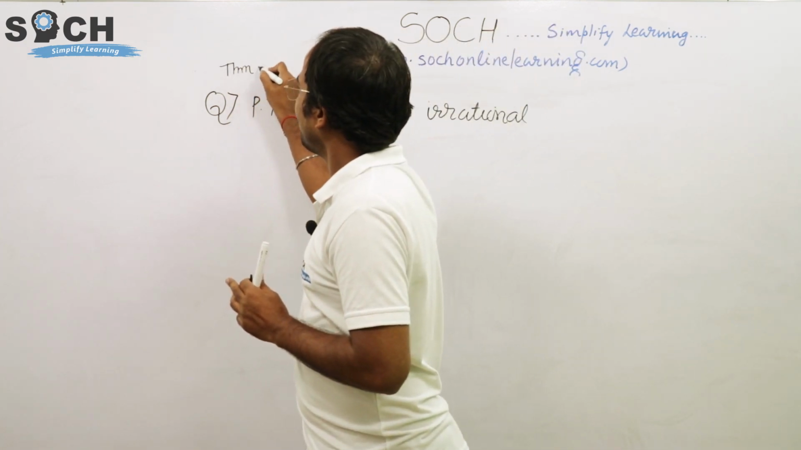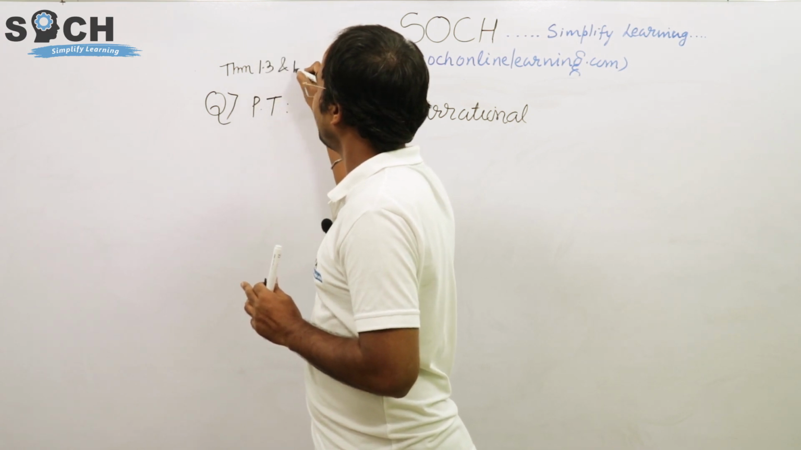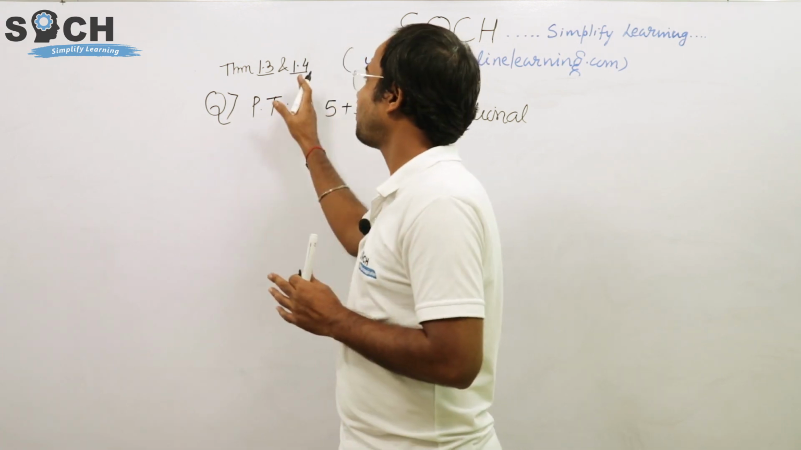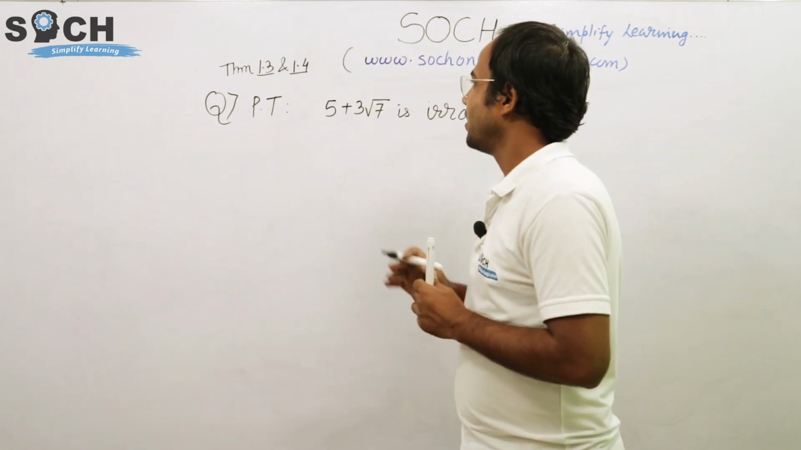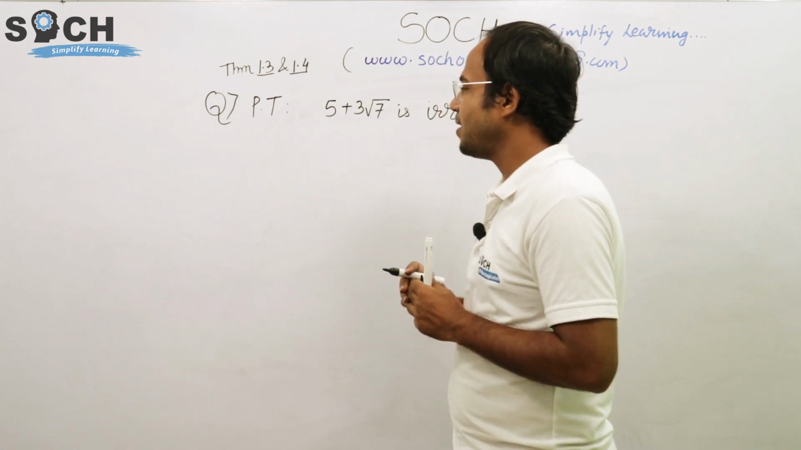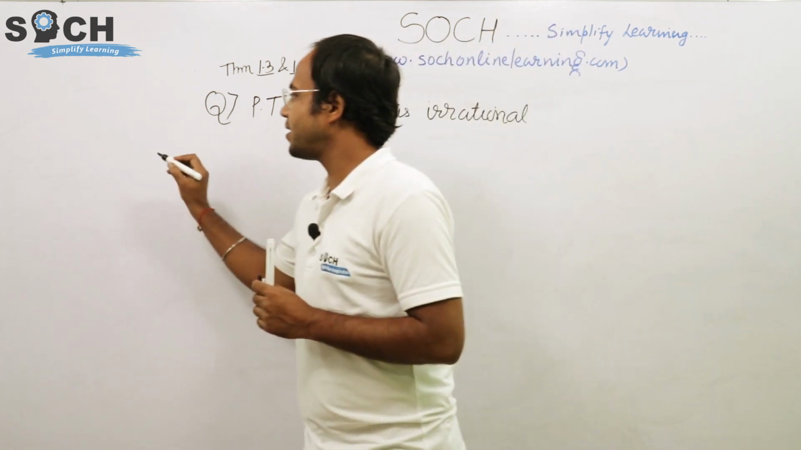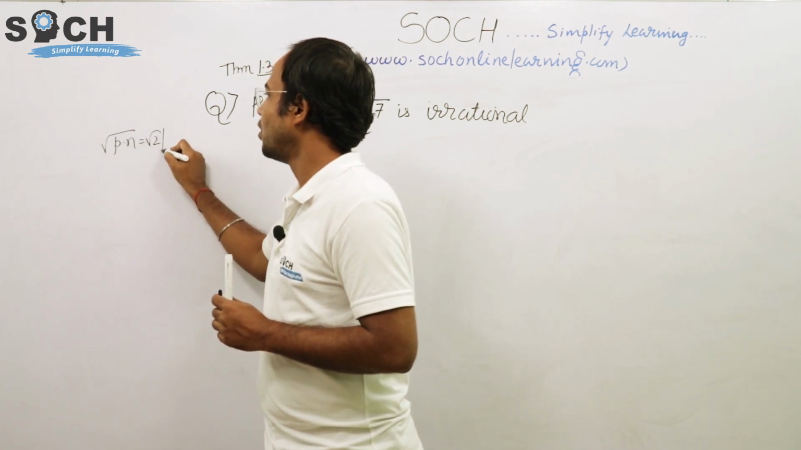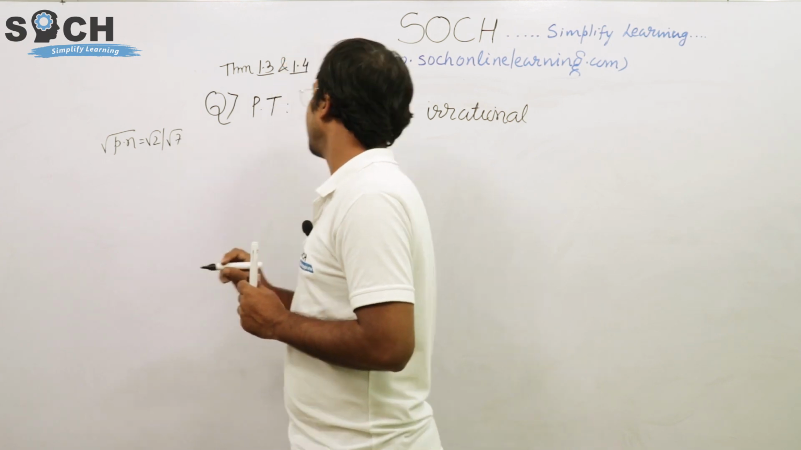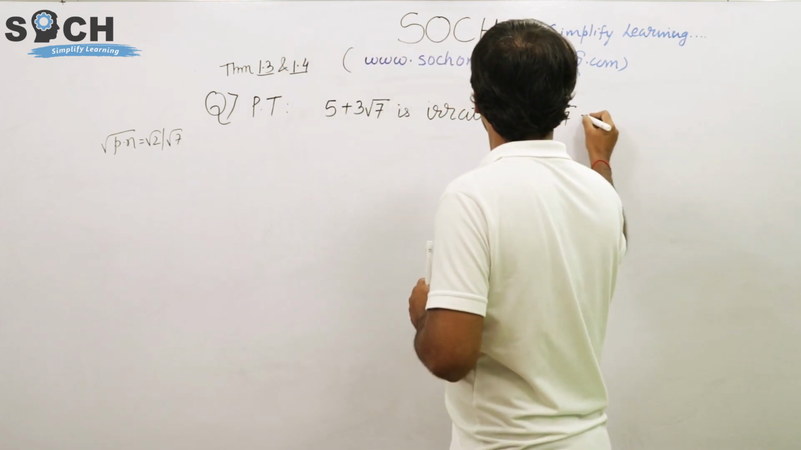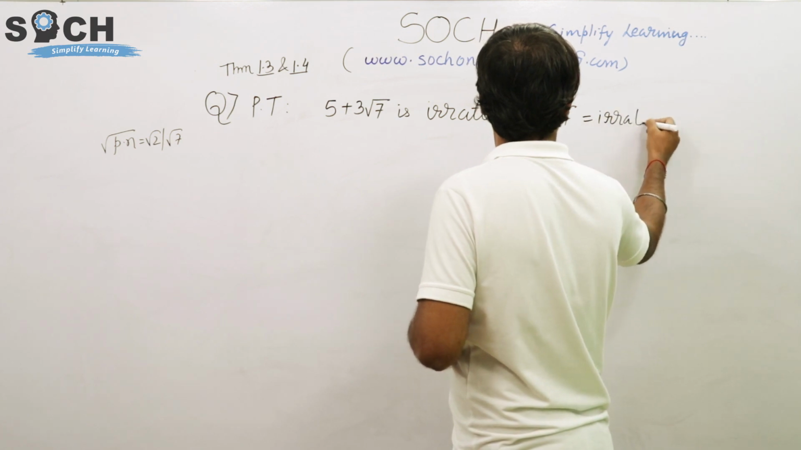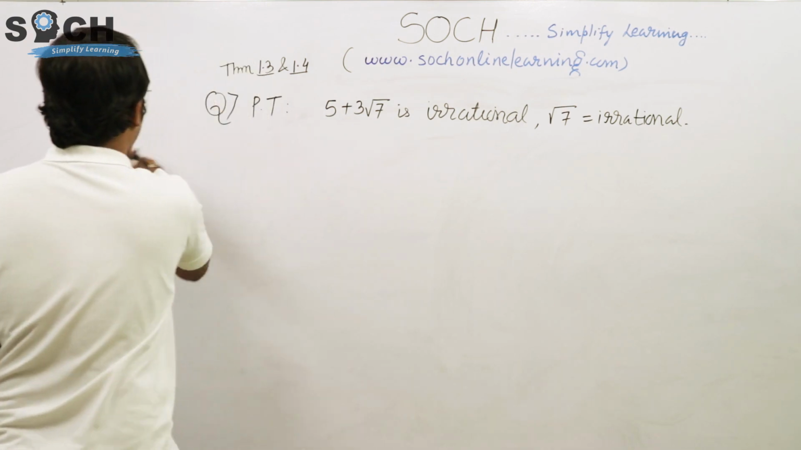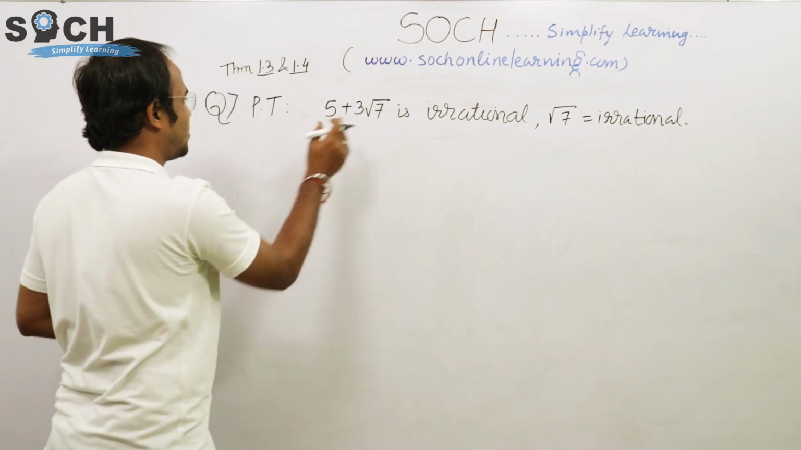Theorem 1.3 and theorem 1.4. 1.3 is prime number theorem, as I taught you now, and 1.4 is root 2 is irrational. Since root 2 is irrational, we understand any prime number whenever it comes under root, for example root 2, root 7, all are irrational. So here it is given that root 7 is what? Irrational. By default we know that root 7 is irrational. So now we are well prepared to answer our question, right?